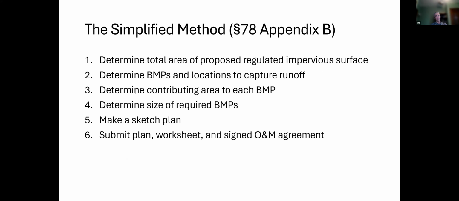So the steps under the simplified method are as follows. First, you determine the total area of your proposed impervious surface. And as long as that is below 2,000 square feet, you can use the simplified approach. If you are below the 500 square foot threshold, then you actually don't have to submit anything to the town. Just be aware that the threshold is now cumulative, right? So if you add 100 square feet of impervious area each year, once you cross that 500 square foot threshold, you're going to trigger these requirements then.